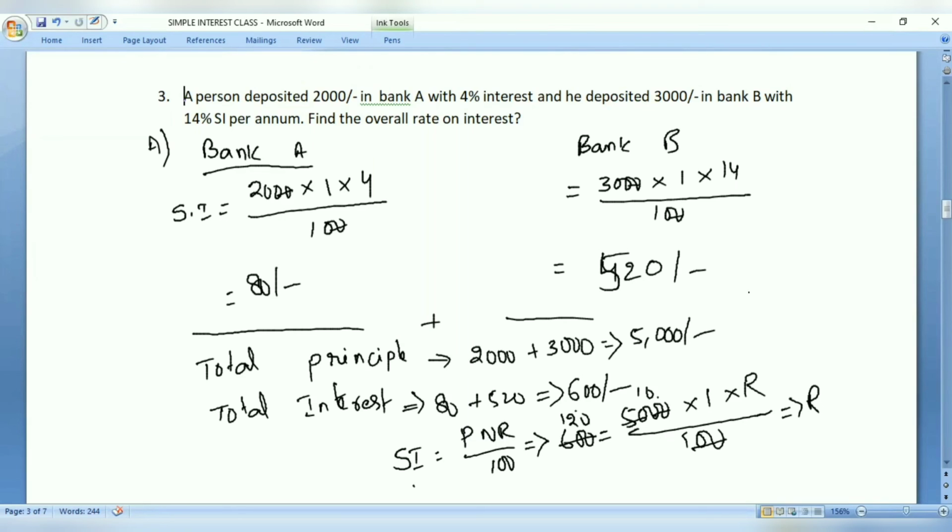Sir, what about 14 threes, sir? Somebody said 520. 3 fours are 12, 3 ones are 3 plus 1, that is 42, so 420, right? This is not 520, this is 420. So the combined interest is 420 plus 80, it becomes 500. Okay, so just a minute, we will erase it and we'll solve the question again.